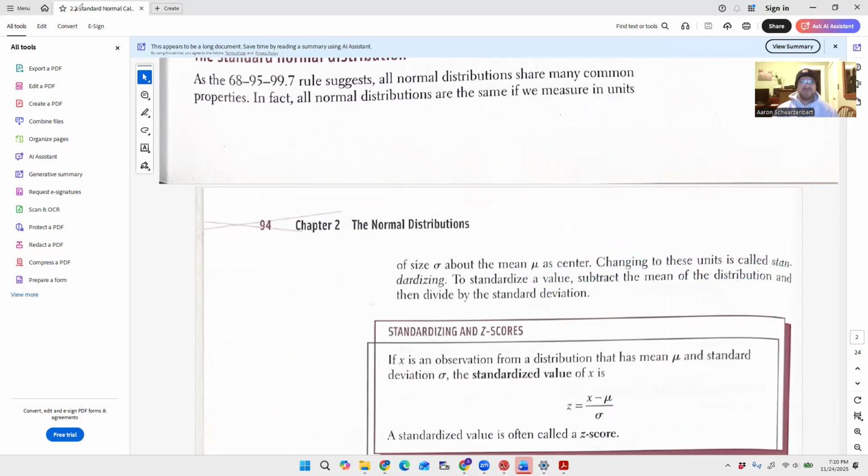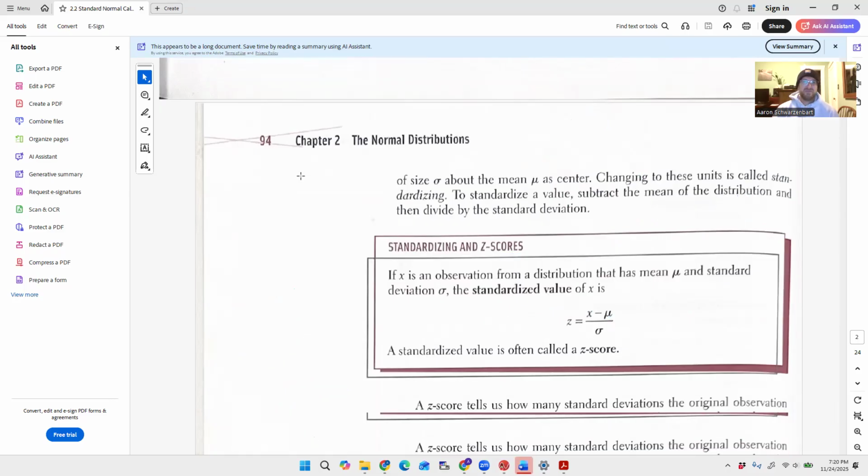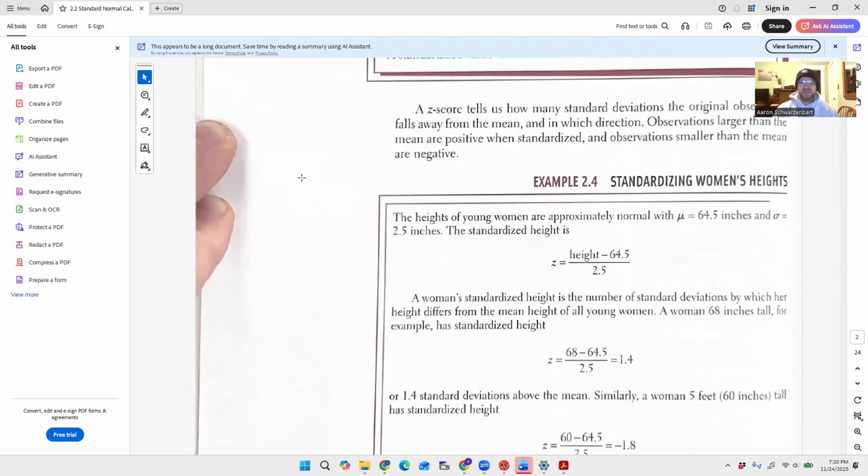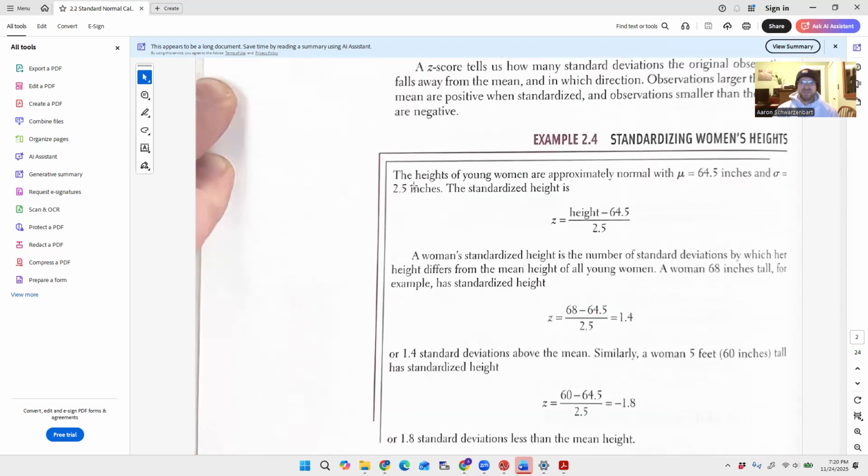So now let's start applying them. Standardizing women's heights. The height of young women is approximately, and this is pretty accurate data, mu is 64.5, sigma is 2.5. That's pretty good. So if we want to know a woman's standardized height, 68 inches tall, that's 5'8". What's her z-score?